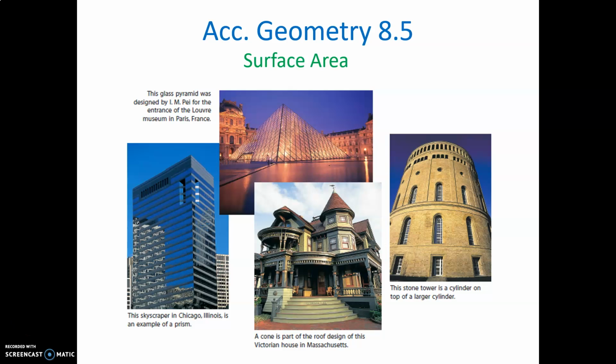This is section 8.5 of accelerated geometry, and it deals with surface area. So I have these buildings on here. If we wanted to paint some of these buildings, we'd have to know the surface area to know how much paint to get. If we wanted to put glass panels on, we'd have to know the surface area to figure out how many glass panels, and so on.